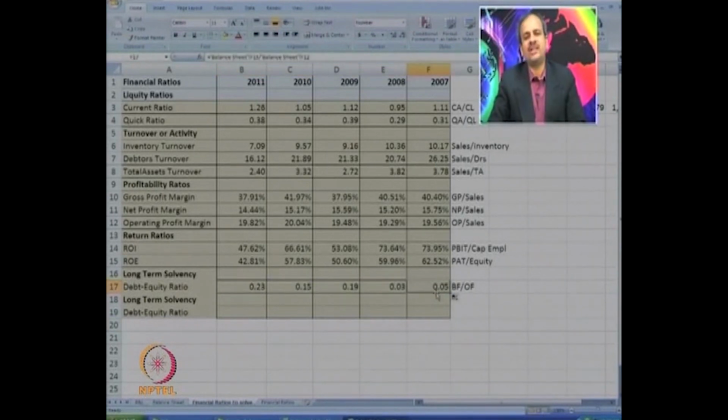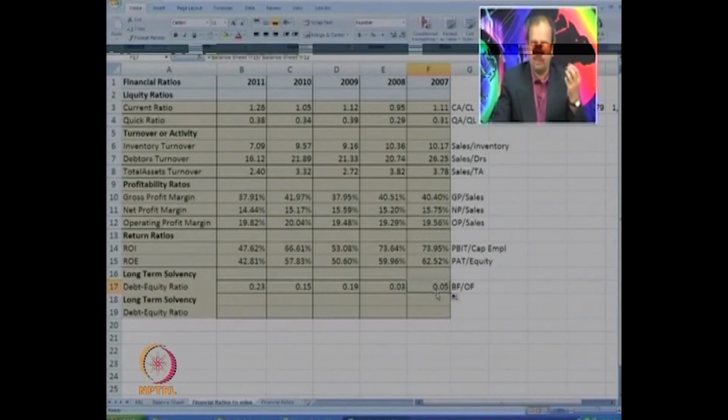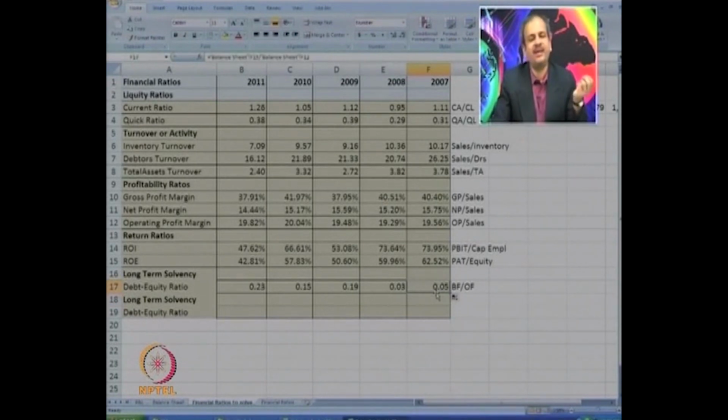So, you can see over the years the debt has increased. In 2007 it was negligible, it was just 0.05 of equity. Of late it has gone up to 0.23, or about 25% of the equity is now the borrowed fund. This shows that the financing pattern of the company has slightly changed and now the company is relying more on the borrowed fund than on the owner's fund.